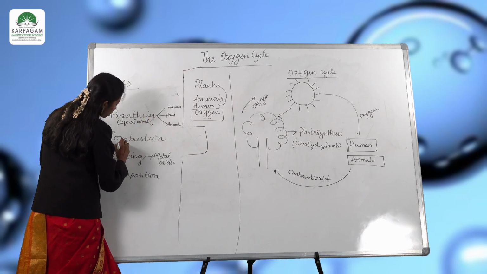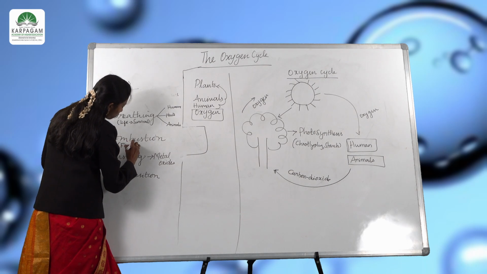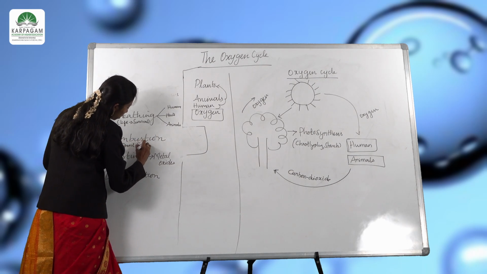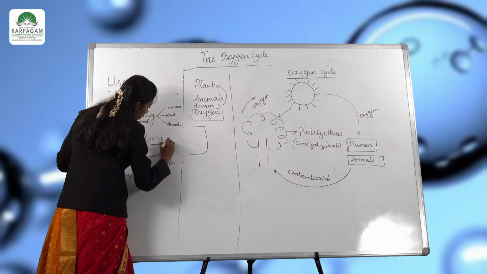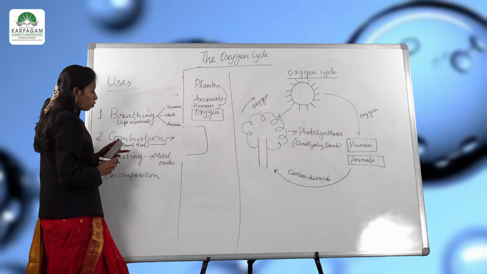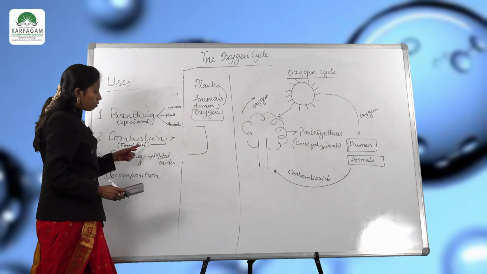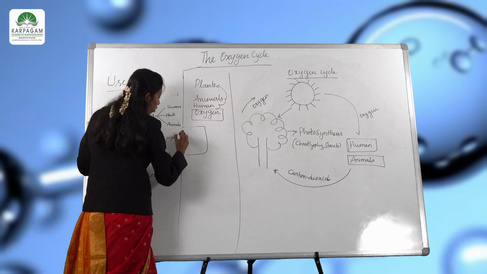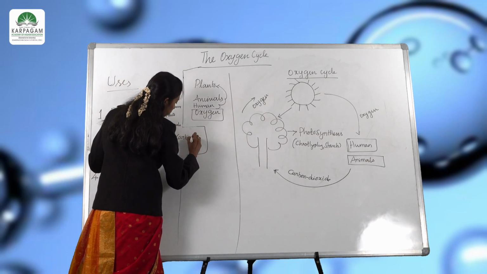And coming to combustion, this is where the fossil fuels come into place. Burning the fossil fuels, what happens? Burning of the fossil fuels will lead to the production of carbon dioxide in the atmosphere.